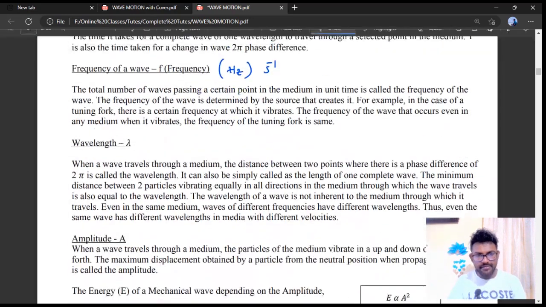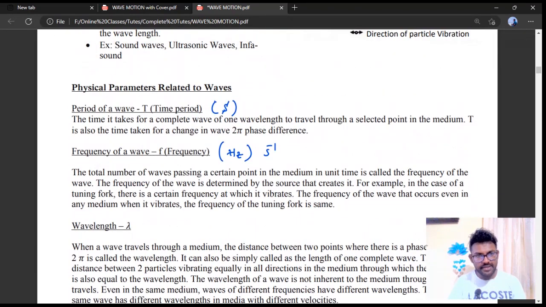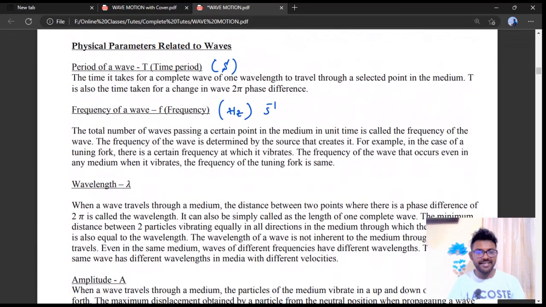Okay, then the wavelength, right? I told you the wavelength is the length of the wave, hence the name wavelength. So the wavelength is the distance between two points where the phase difference is 2 pi. That means let's say one particle is going up and the other going down, so there's a difference of pi, which means a 180 degree difference. If you consider a transverse wave, one particle goes up, the other goes down, having a difference of 180, right?